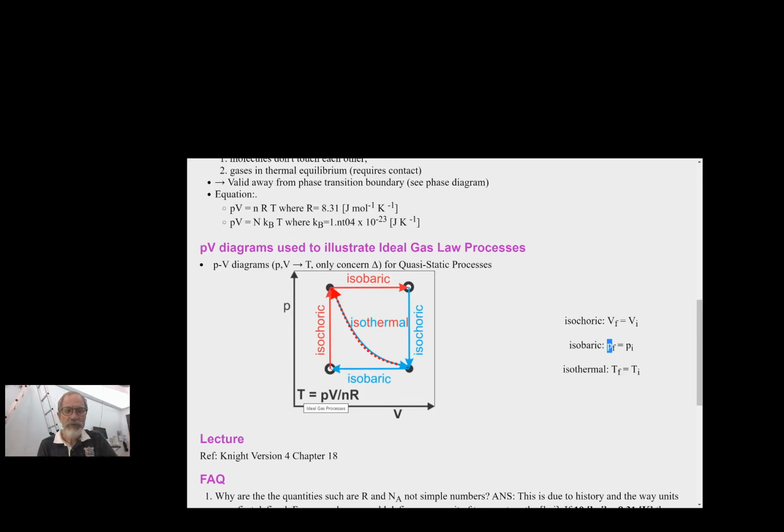Okay? Here we're increasing the pressure. If I keep the volume the same and I want to increase the pressure, what have I got to do? If I heat up the material, that means the pressure will increase. If I keep the volume constant and I cool it down, the pressure is going to decrease. So this is how PV diagrams are used to illustrate the ideal gas law processes.